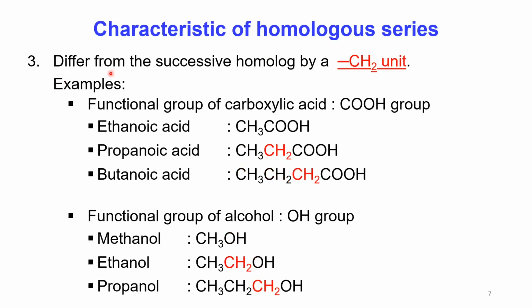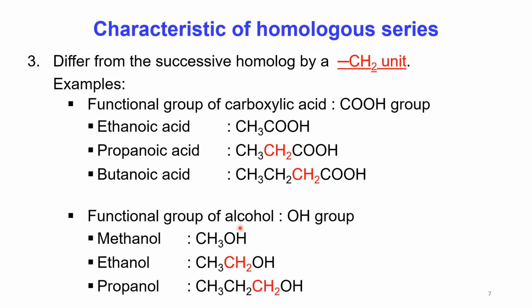Okay, a homologous series differs from the successive homolog by a CH2 unit. So all members in the same homologous series differ by a CH2 unit. Let's say we look at one example, the functional group of carboxylic acid, which is ethanoic acid, propanoic acid, and butanoic acid. If we refer to the structure, ethanoic acid, propanoic acid, and butanoic acid differ by a CH2 unit.